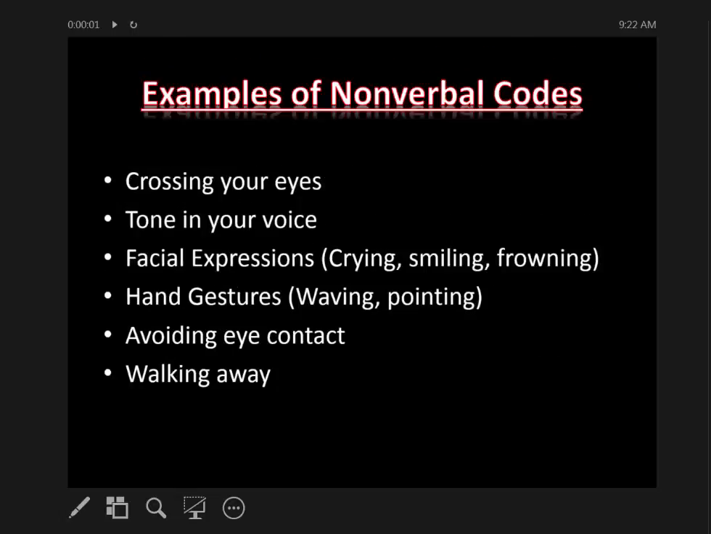Examples of nonverbal codes. Crossing your eyes, the tone in your voice, facial expressions, crying, smiling, and frowning, hand gestures, such as waving and pointing, avoiding eye contact, and walking away are all examples of nonverbal codes.